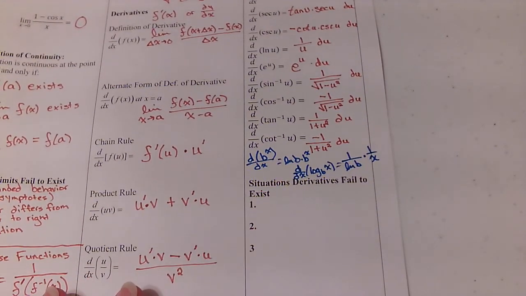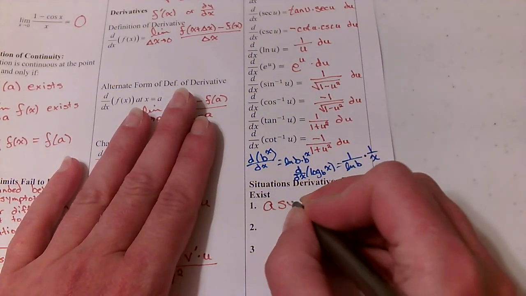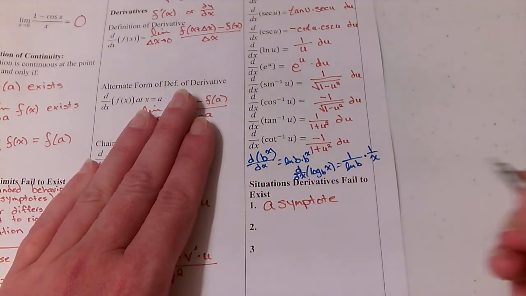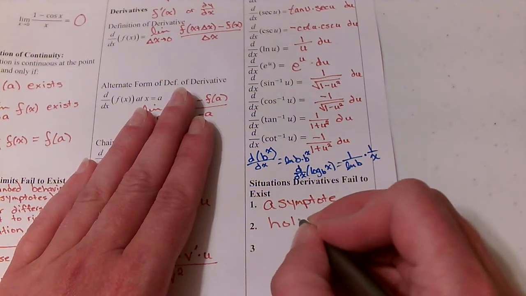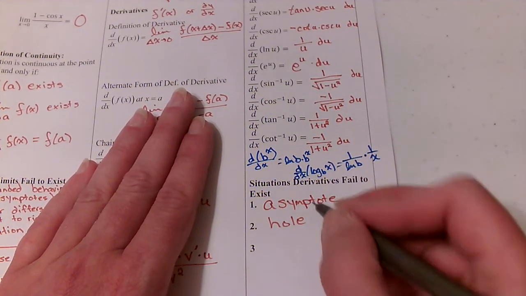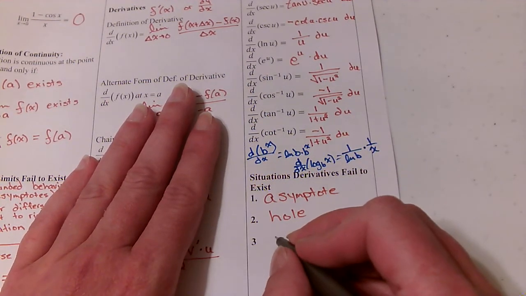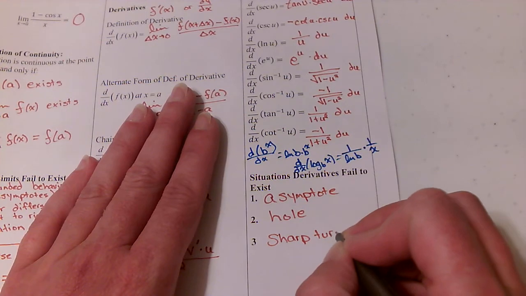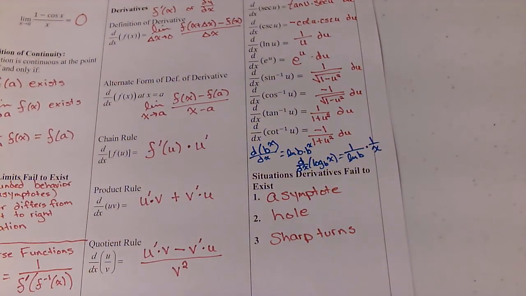Situations where the derivative fails to exist. First one, asymptote. Well, the limit doesn't even exist there. So, duh. It's not continuous. Oh, it's not continuous there either. The other one is when you have sharp turns, like when you have an absolute value function, for example.